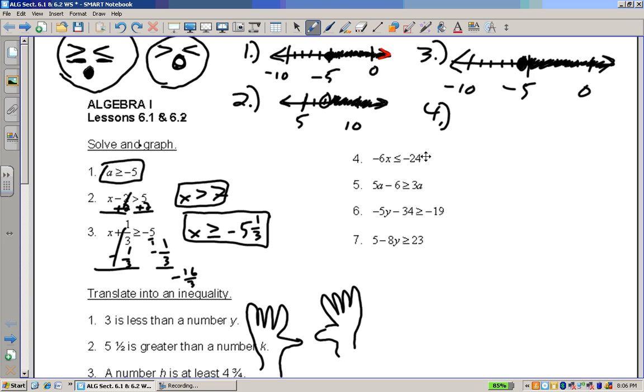Okay, look at number 4. Now we're changing gears here a little bit. I'm going to divide by negative 6, and whoa, I've got to change signs. Don't forget that you have to switch the sign. Be careful, very careful here. X is greater than or equal to negative divided by negative is a positive 4. So when I divide by a negative, whoa, watch out what happens when I divide by a negative. The sign switches. Be careful there.